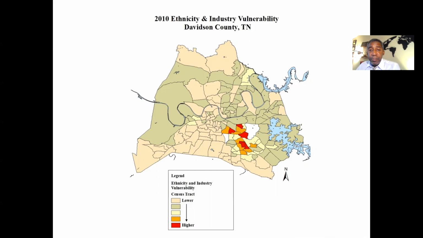In fact, in 1990, I believe Nashville was 1% Latinx. By the year 2000, Nashville was 7% Latinx. By 2010, Nashville was 10% Latinx. Now 2020, who knows? So that segment of the population has been growing.